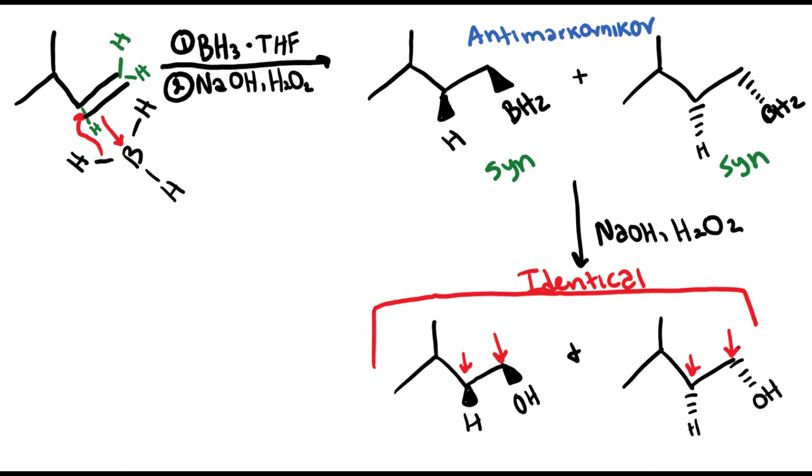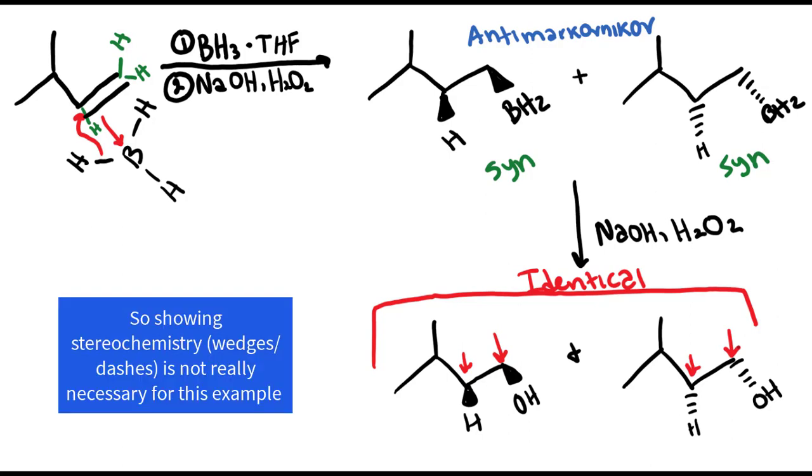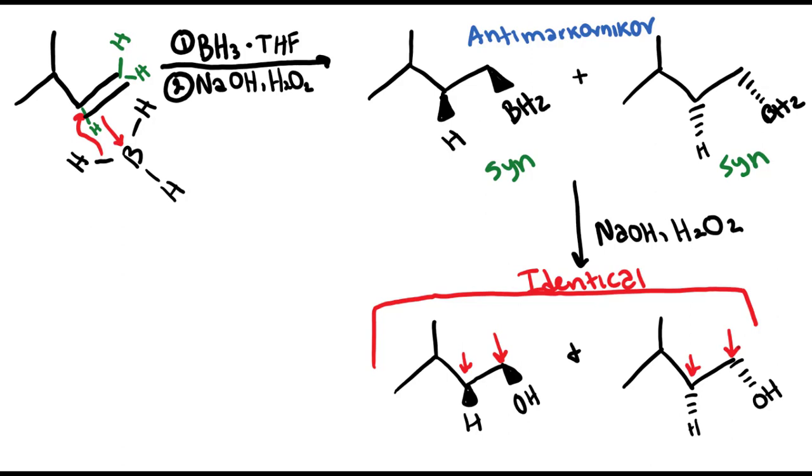Remember, a chiral center is a tetrahedral carbon with 4 distinct groups attached to it. If 2 of the groups are the same, it can't be a chiral center. So these 2 molecules would be considered identical. And notice that we added H and OH across the double bond. That's what makes this a hydration reaction.